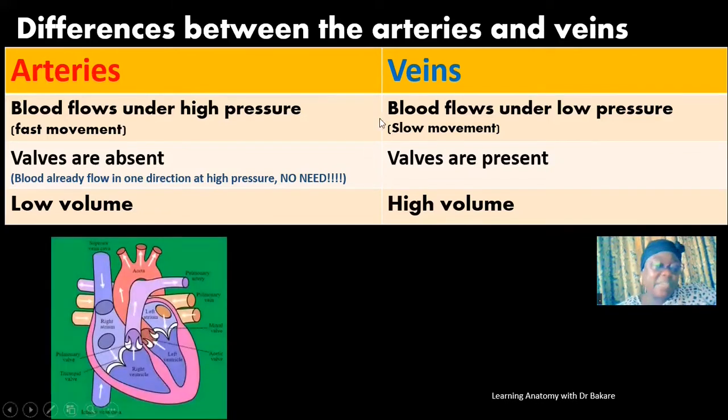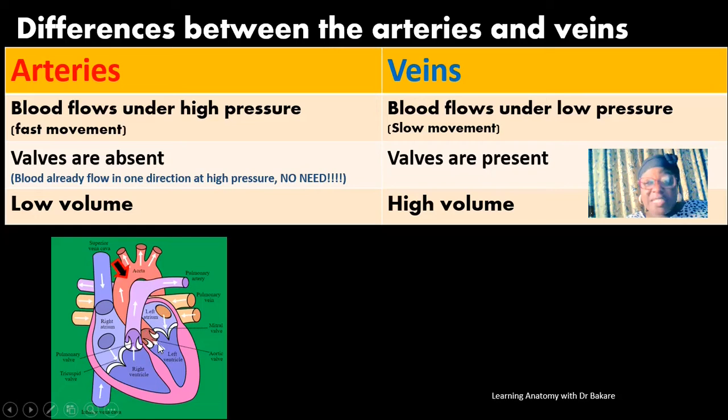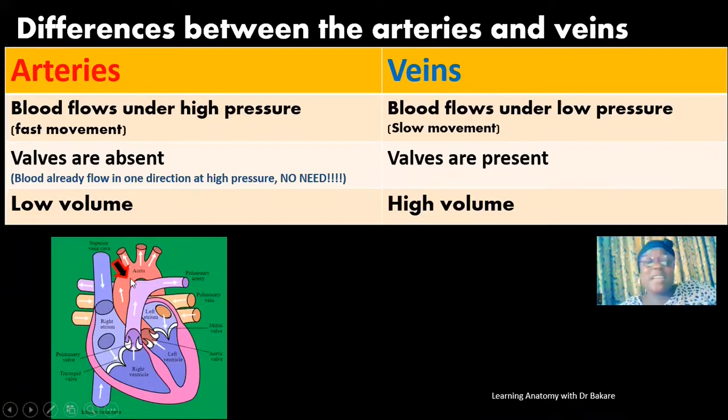So taking this image also as illustration, we know that oxygenated blood is pumped from the left ventricle here into the aorta. This is the aorta. The pressure that the left ventricle exerts so as to be able to push the oxygenated blood into the aorta is high. And this pressure, of course, is transmitted to the other arteries in the body. So that is why the pressure in the artery is high when compared with the vein.